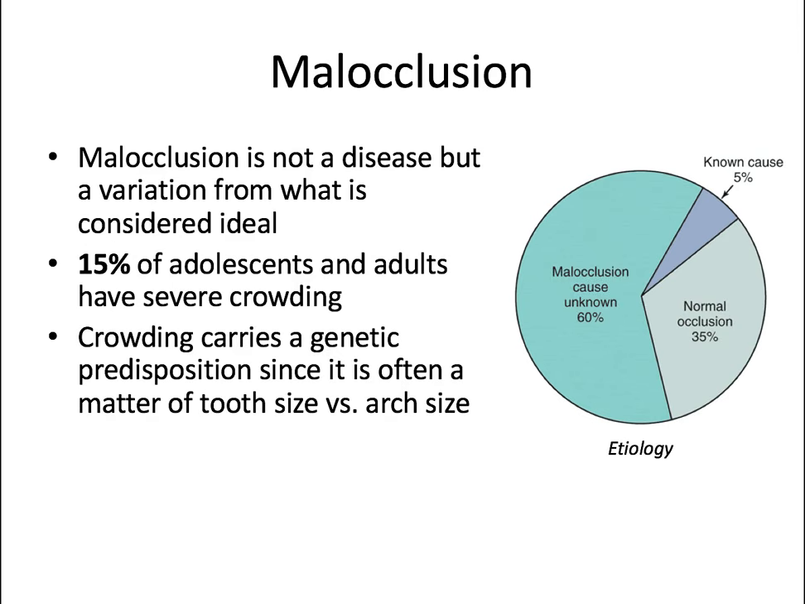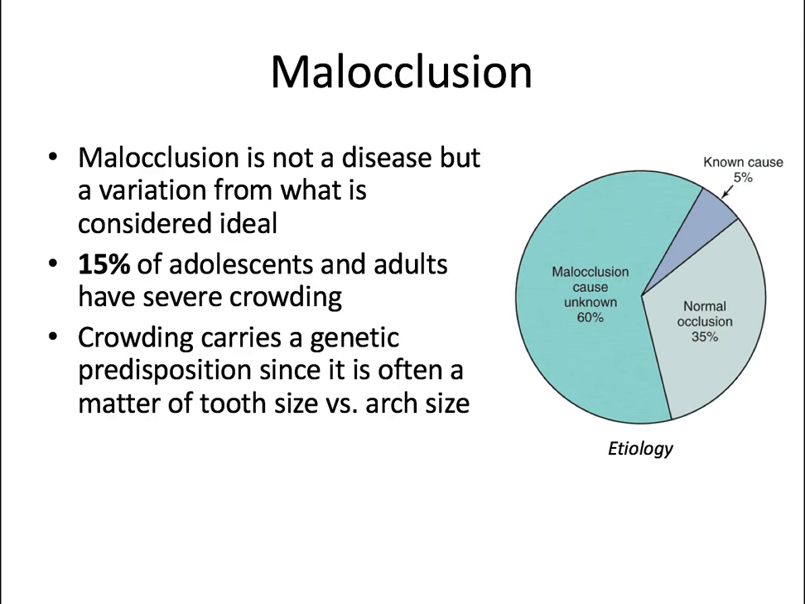So malocclusion is a very broad term. It refers to a bad bite. Now, malocclusion is not a disease, but a variation from what is considered ideal. Now, one of the most common factors of a malocclusion is some element of crowding, the teeth being bunched up together like people in a crowd, instead of straight along a nice arc.